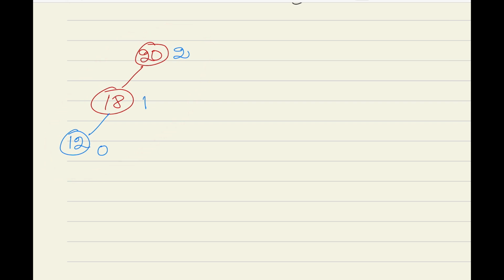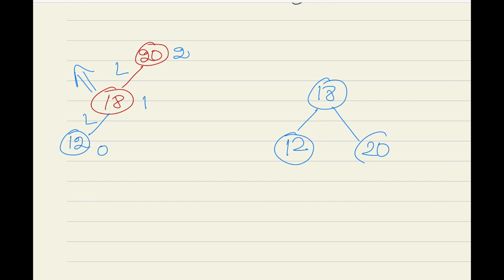Now we have to balance it. So from the critical node, if we move towards the newly inserted node, what is the path? The path is LL. So here we need to perform the LL rotation. So for that, pull 18 in this direction. If we pull 18 in this direction, 20 comes downside due to the gravity. So the new structure becomes like this, 18 becomes the root and 12 comes here, 20 comes here.